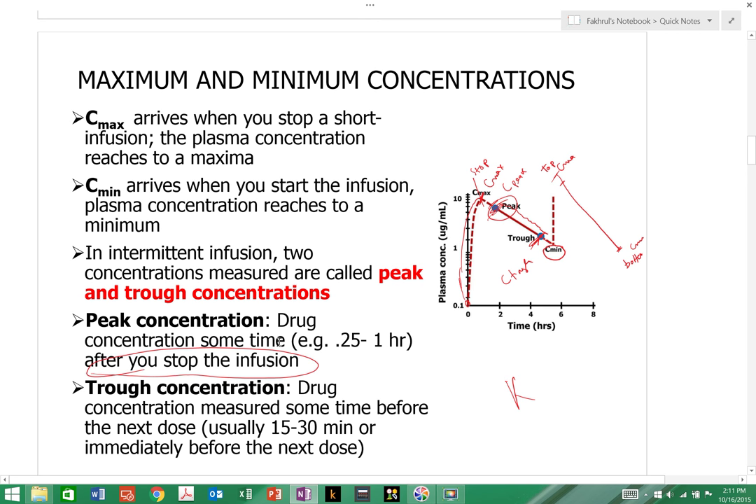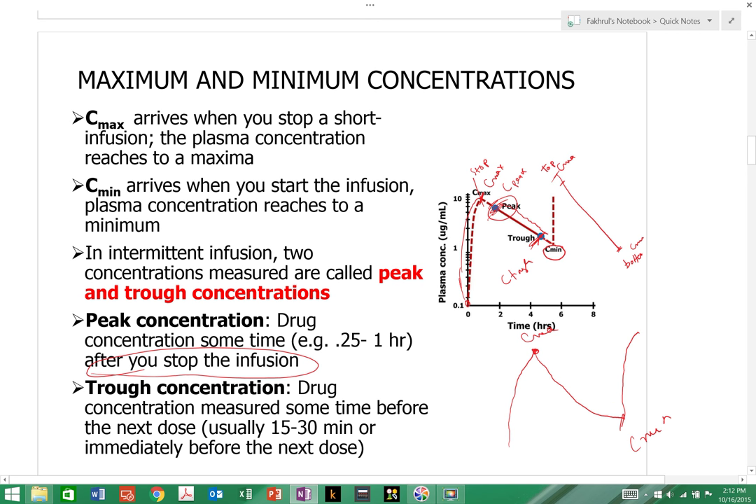And trough concentration, sometime before you give the next dose. So always you have to remember, you are starting infusion, drug concentration goes up, and here you stop. There will be maximum concentration here, that's Cmax. And then it goes down, and at the end of the dosing interval you will have your Cmin. When Cmin comes, you administer another dose for 30 minutes.